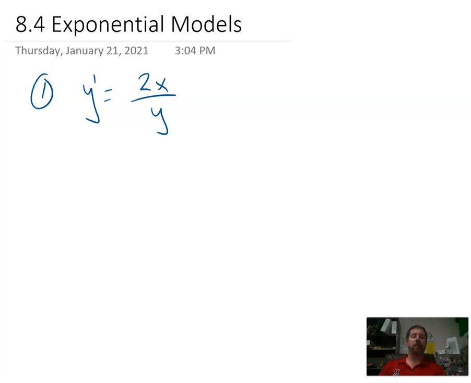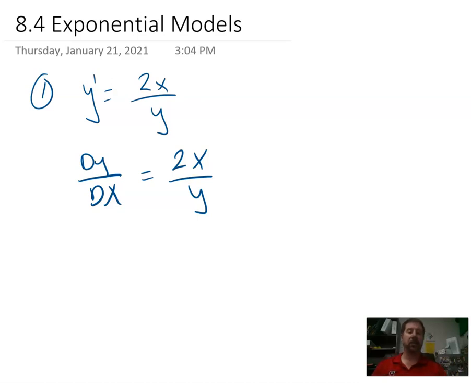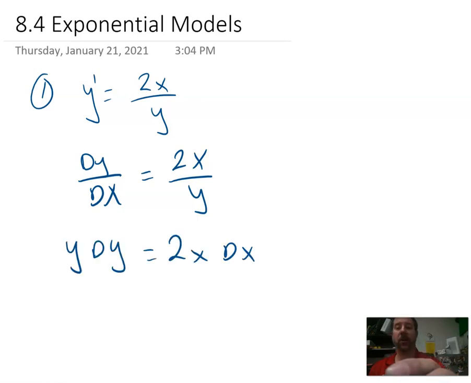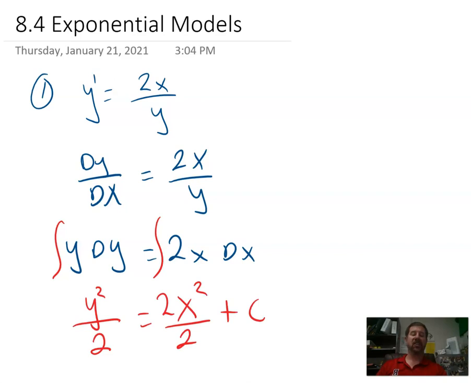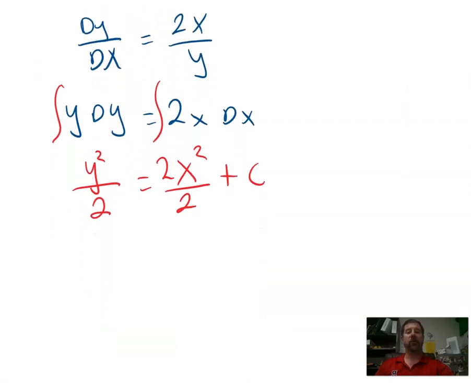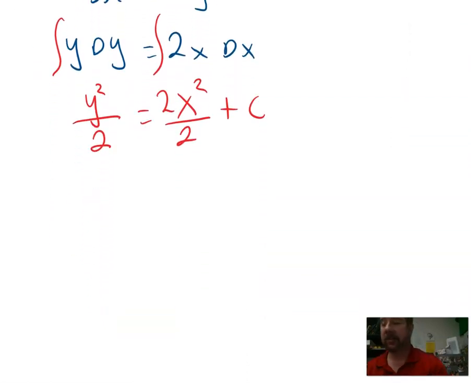So I'm first going to rewrite my differential. Then again, we're going to want to try to get y's on the left-hand side and x's on the right, generally speaking. So I'm going to multiply by y and multiply by dx. And now we're going to want to integrate both sides, with the left with respect to y and the right with respect to x. So we get y squared over 2 equals 2x squared over 2 plus c. And again, we only do the 1 plus c. And now we can simplify that to 1 half y squared equals x squared plus c.